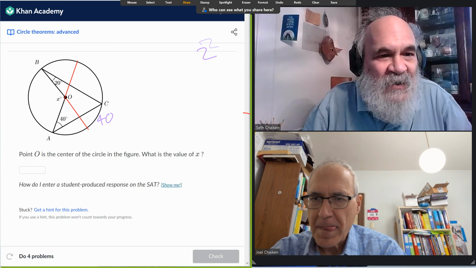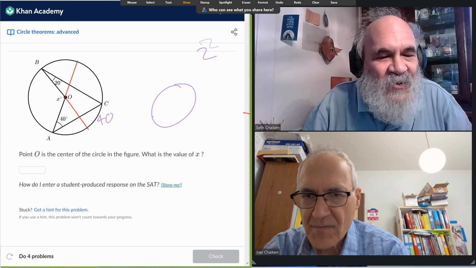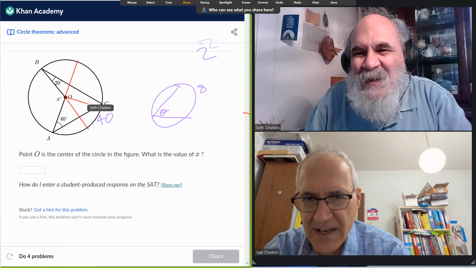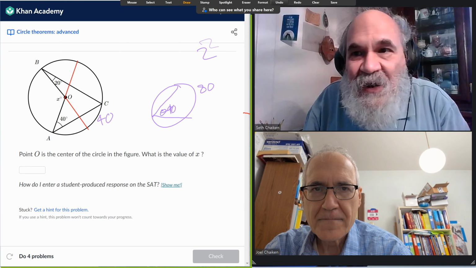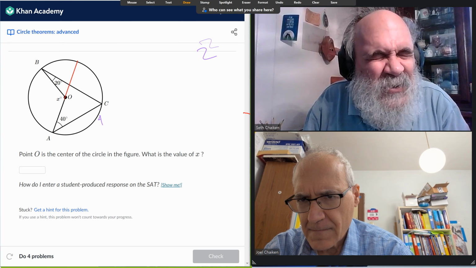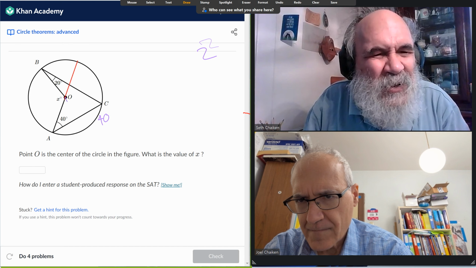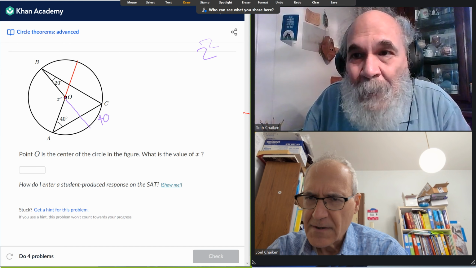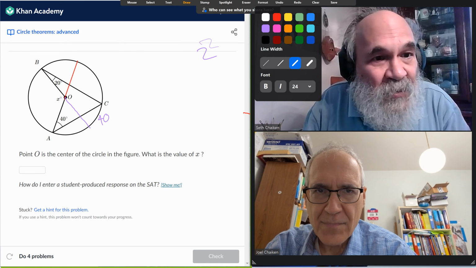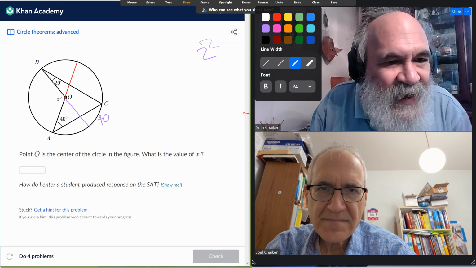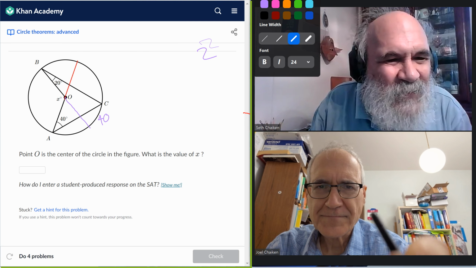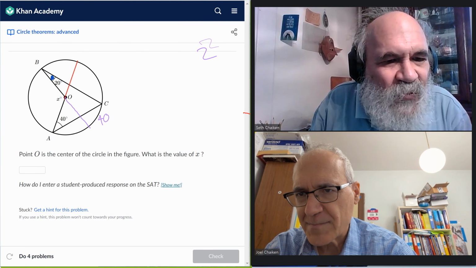What angle? Let me draw in what angle we're talking about. If you have a theta and you have an 80. Let me draw it right on the diagram. Write in your angle in blue. I'm going to use blue or purple. What is 40 degrees?